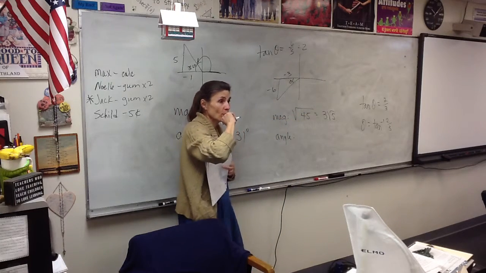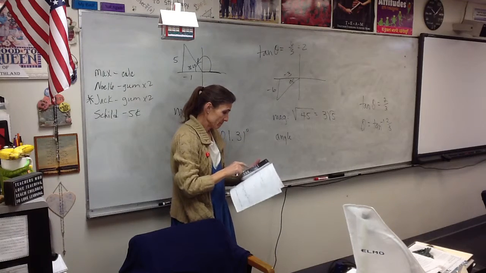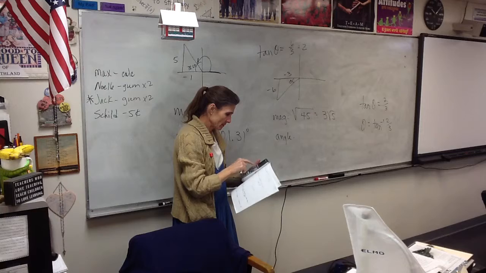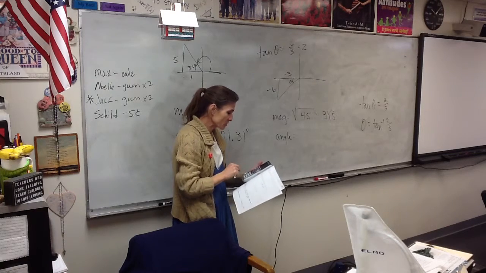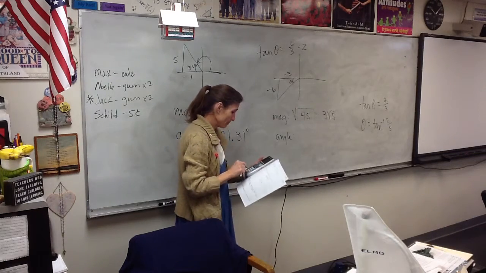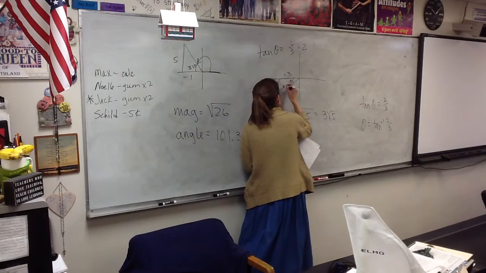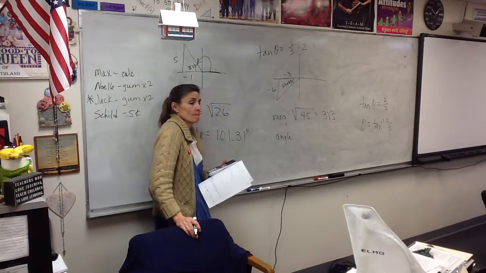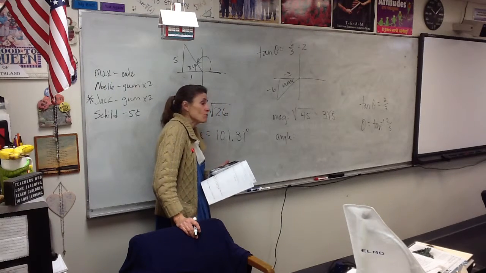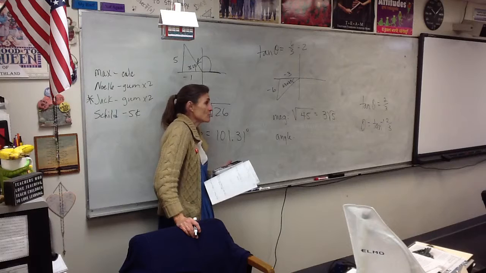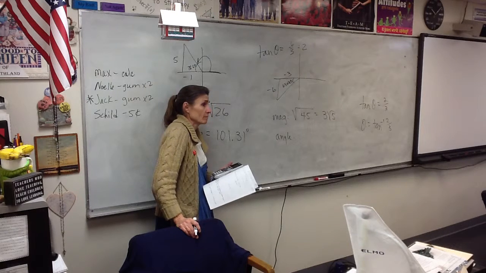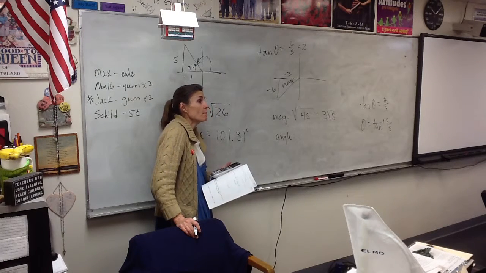So what buttons do I press to find the angle? Second tangent, 2. I got 63.43. Now, if you're not pressing with me, you're going to be in trouble because you're not going to remember how to do it. So make sure you're typing right along with me.